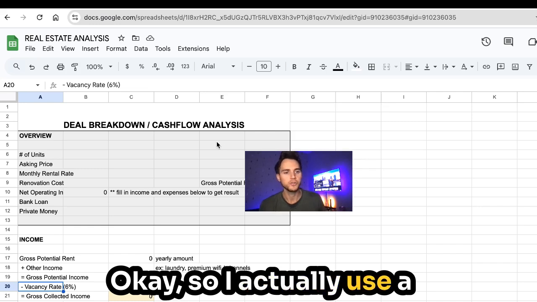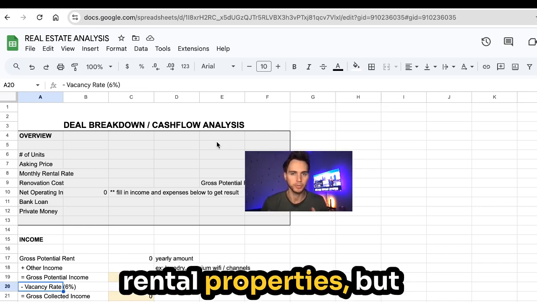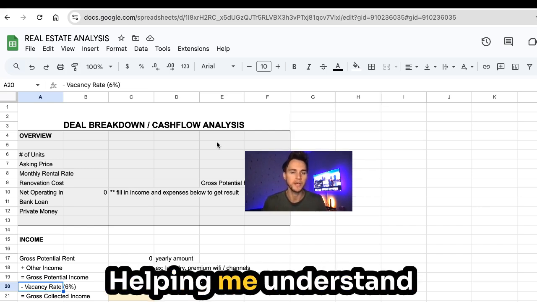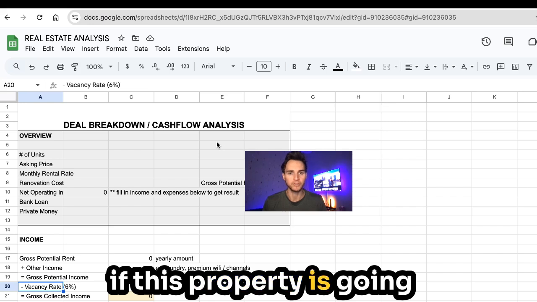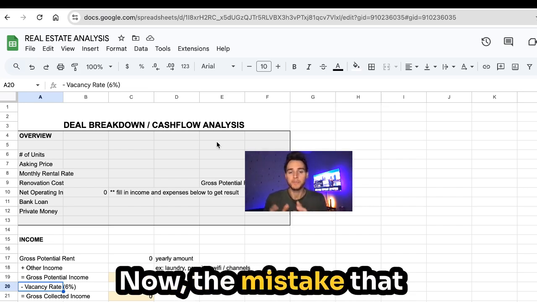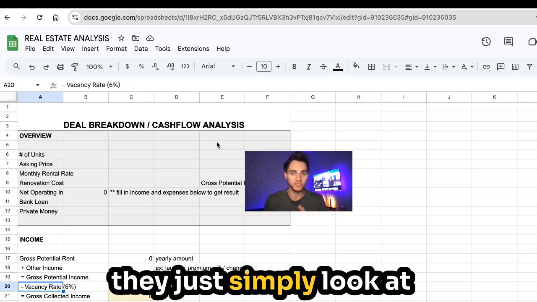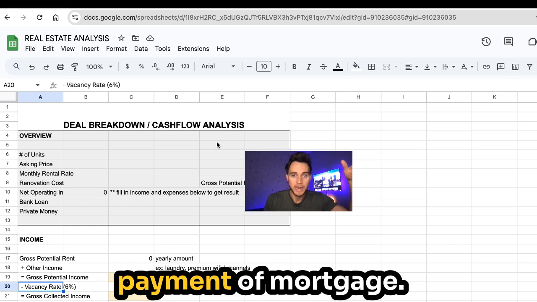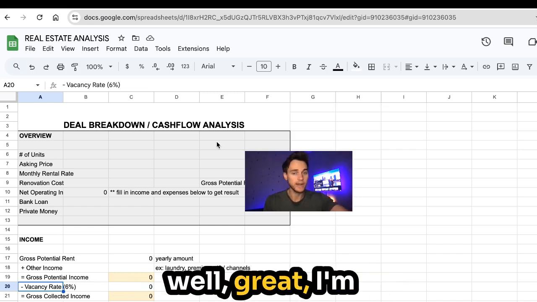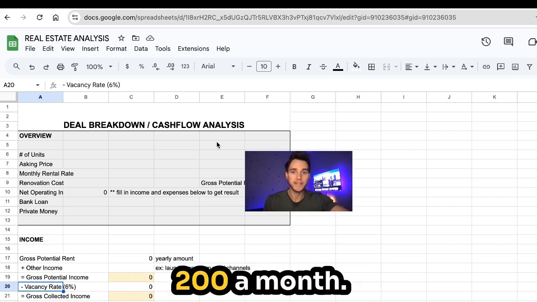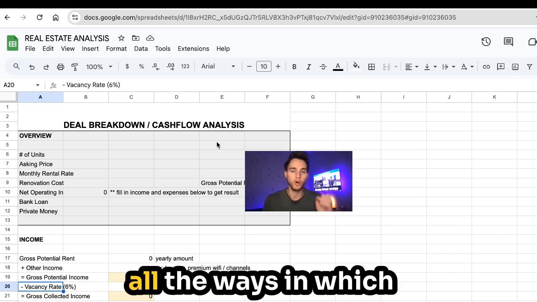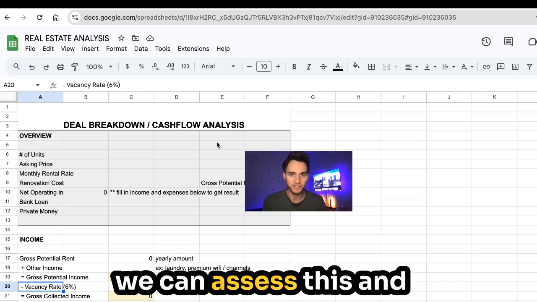Okay, so I actually use a couple different charts when I'm assessing rental properties, but this particular chart is all about cash flow, helping me understand if this property is going to cash flow or not. That way I know if it's a good deal. Now, the mistake that most investors make is they just simply look at what's my total monthly payment of mortgage. So let's say $3,000. And then they think, well, great, I'm renting it for $3,200. I'm going to cash flow $200 a month. It's not that simple.